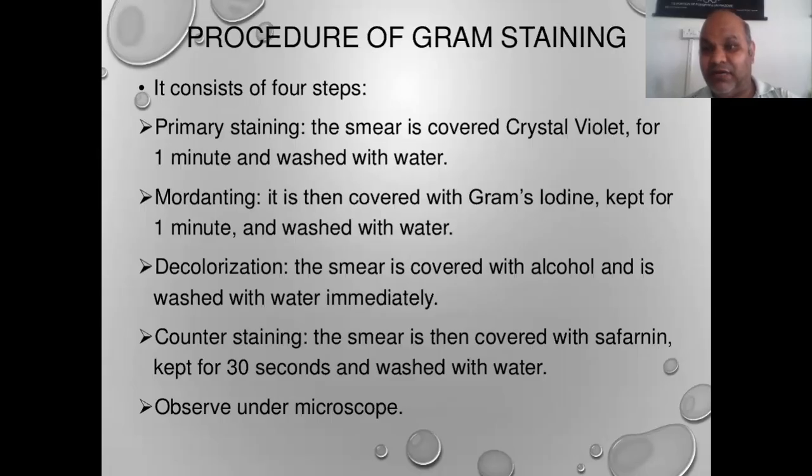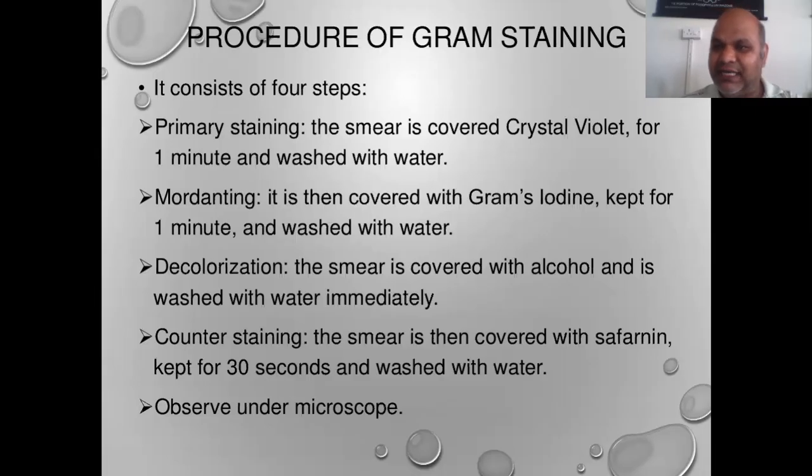One is crystal violet, which is blue or violet in color, and another is safranin, which is red in color. Those organisms which are Gram positive will take the blue color in the first step. But we have to observe the other organisms also, which is why we use a counter stain. This counter stain stains the rest of the organisms which are not stained by crystal violet. The safranin is added.